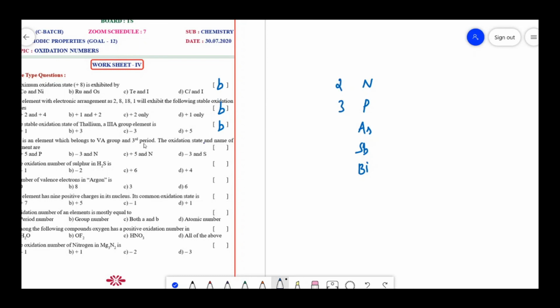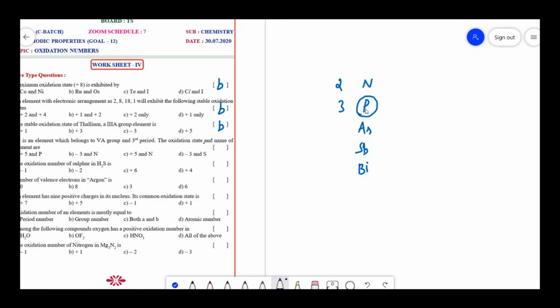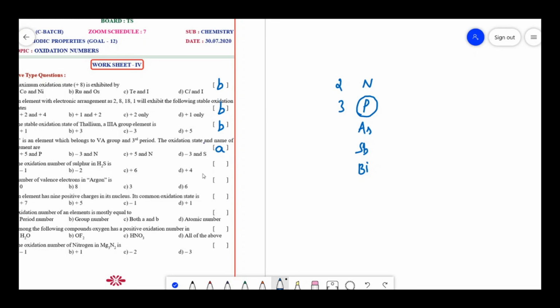In the question he is asking about the third period. So the third period element is phosphorus, and phosphorus belongs to the fifth A group. The maximum oxidation state can be +5. So the answer is phosphorus and it is +5. So the answer is A.